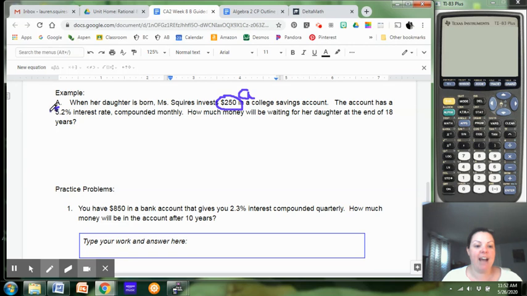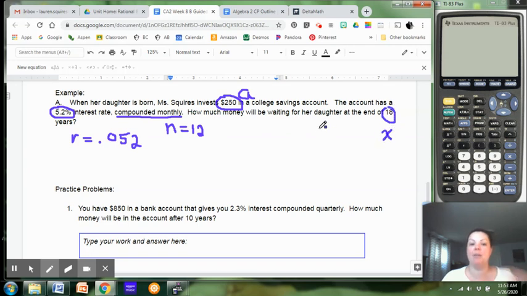The account has a 5.2% interest rate, so that's the R, and we're going to change that into a decimal, so that would be 0.052. It has the key phrase compounded monthly. That lets me know that N is going to be 12 months in the year. How much money will be waiting for her at the end of 18 years? That is my X value. That's how much money we're going to be waiting for, or seeing how much is at the end.